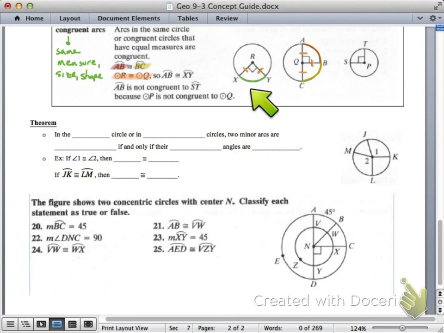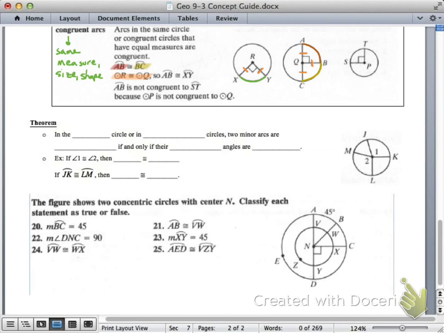In this example here, AB is not congruent with ST. Why? Because ST is in a different circle. This circle has a different radius. It's a smaller radius than these other circles, so they are not congruent arcs. They have the same measure, but they're not congruent. They're not the same size and shape. Kind of like similar triangles versus congruent triangles. These are not congruent. They're different sizes. So the measures of arcs are more like the measures of angles.